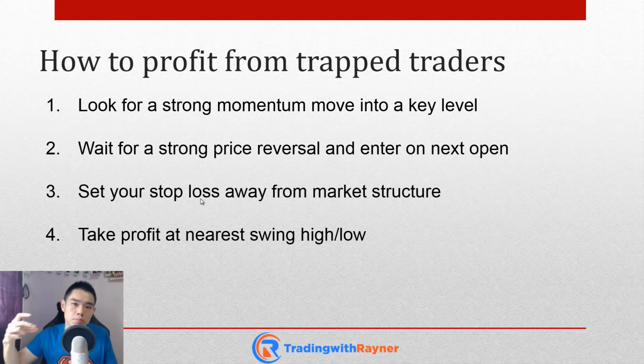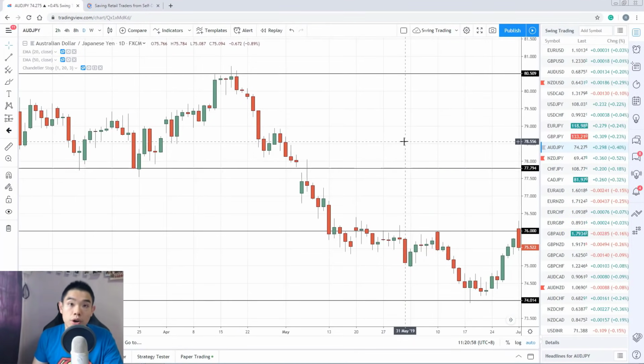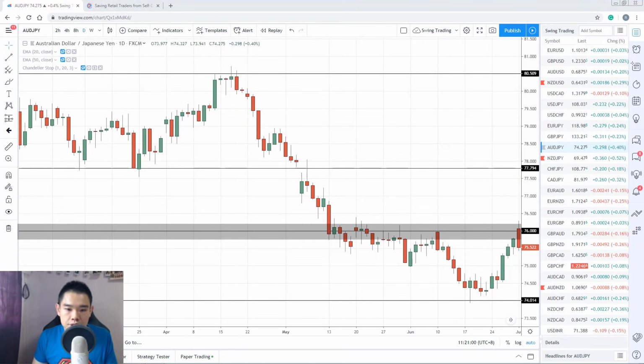Number three, you want to set your stops away from market structure. And number four, from a swing trading standpoint, you want to take profit at the nearest swing high or low. So I'll share with you a few examples so you know how you can actually profit from trap traders. First things first, since we are at Aussie yen, why not we just continue with this? So again, notice that strong momentum move coming to this area of resistance.